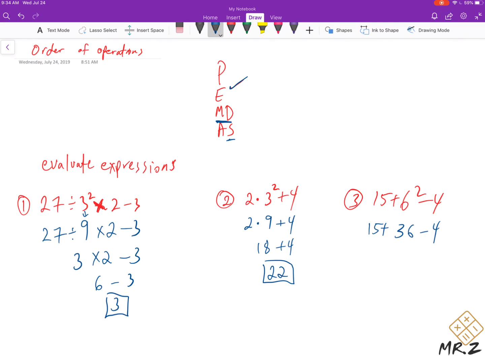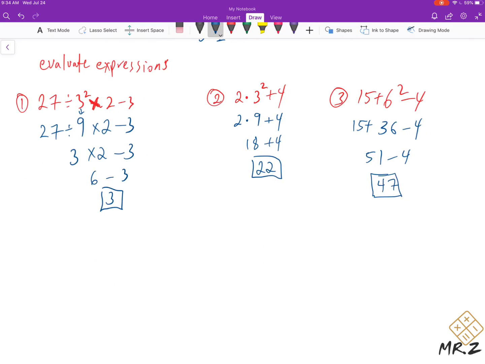Now we have addition and subtraction. Again, it depends which one shows up first. In this case, your addition shows up before subtraction, so we're going to do that first. 15 plus 36, that is 51. All right, minus 4. And now subtraction is the only one left. And 51 minus 4 is 47. All right, great.